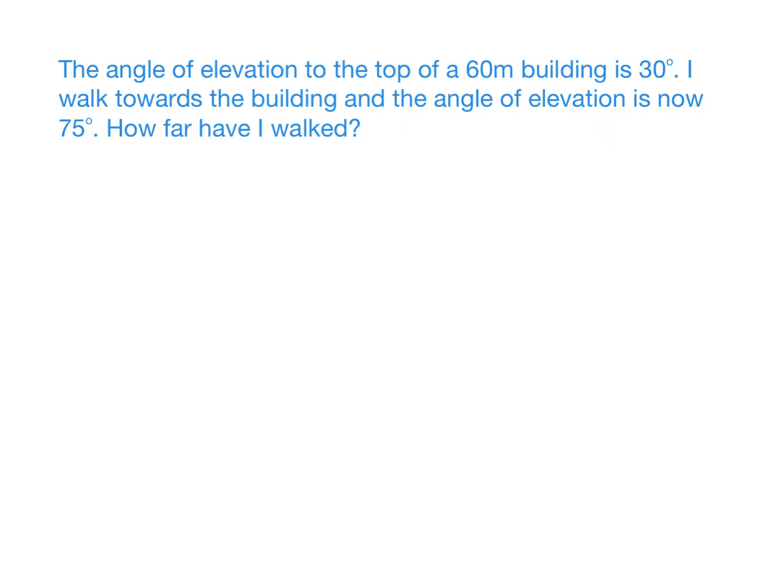So let's start with a problem involving angle of elevation and depression. So here it says the angle of elevation to the top of a 60-meter building is 30 degrees. I walk towards the building, so the angle of elevation is now 75 degrees. How far have I walked? So for questions like this, worded questions, if you're not given a diagram, let's draw one. So we have a 60-meter building over here, and we're standing along here.